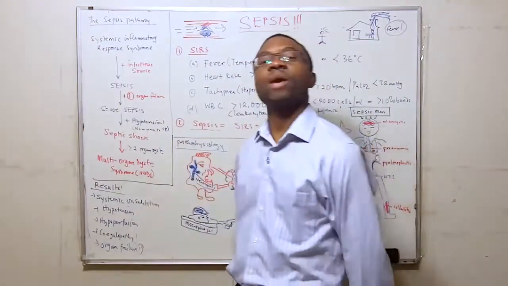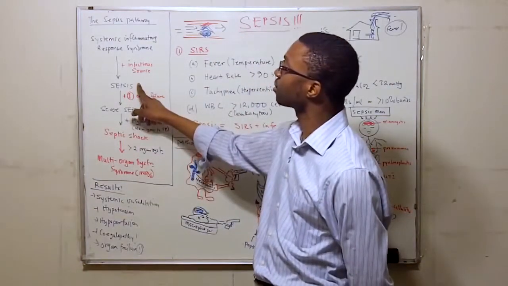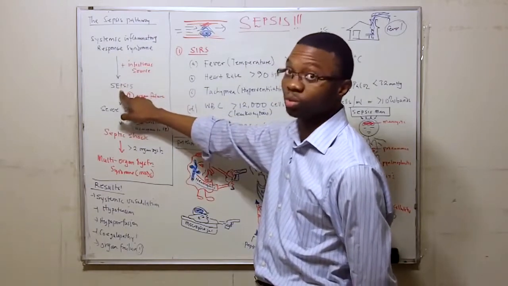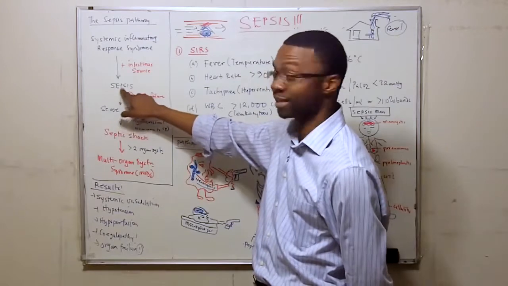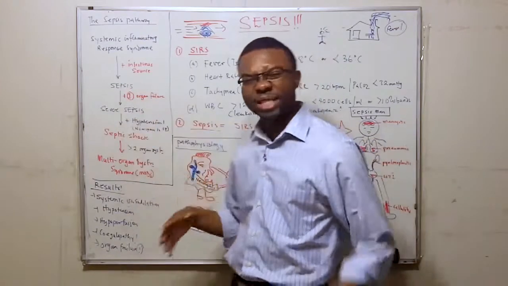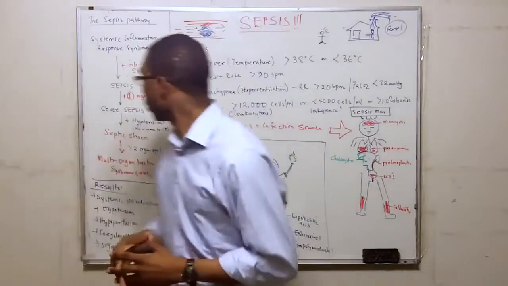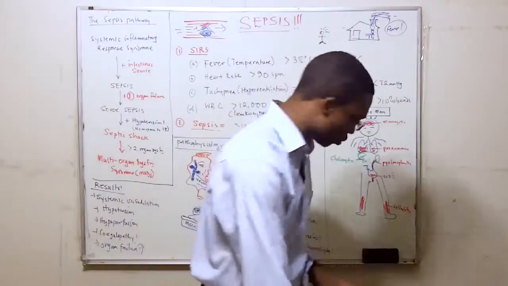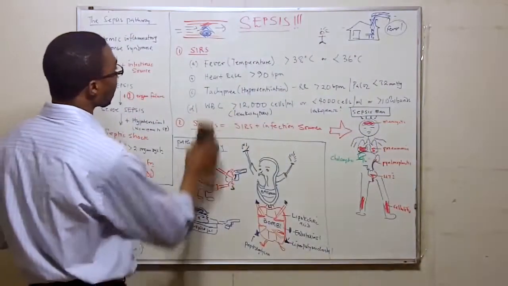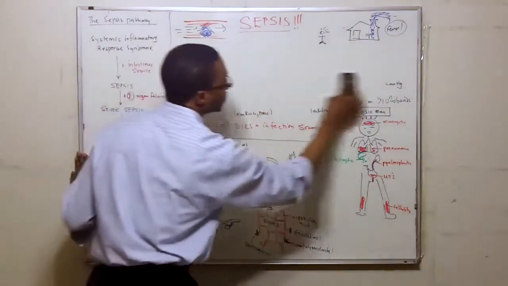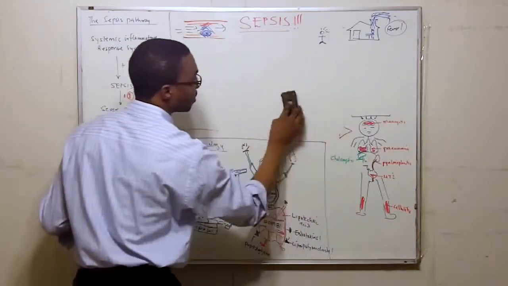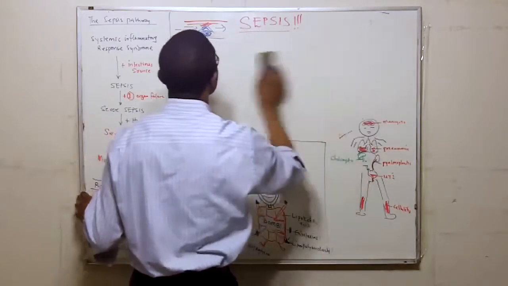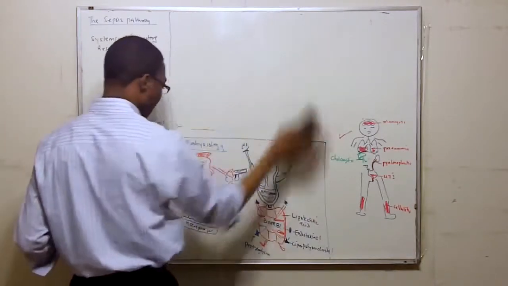Now, let's come back to our sepsis pathway. We were right here, right? We said SIRS plus infection source. We know where the infection is, if it's in the lungs, we know where it is. It's sepsis. Now, to develop severe sepsis, let's see what's going to happen. You have to have at least one organ failure. One organ failure. Well, let's find out which organ. So I'm not going to erase the sepsis. Let's talk about severe sepsis.